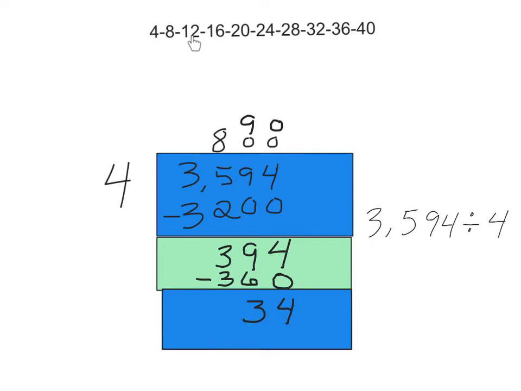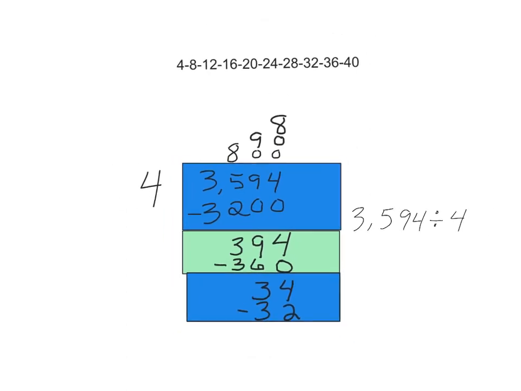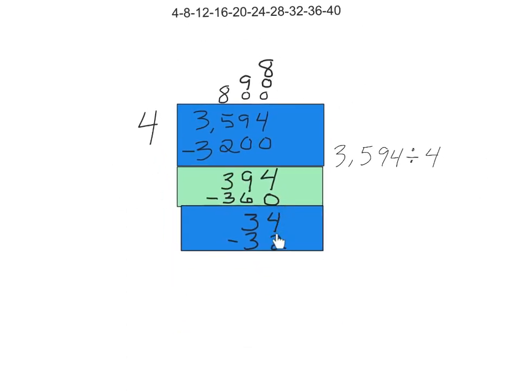I got 4, 8, 12, 16, 20, 24, 28, 32, and 36 is too big. So I'm going to come back here. And that means I'm multiplying by 1, 2, 3, 4, 5, 6, 7, and 8. So I'm going to plug an 8 right there. And then 8 times 4 will give me the 32 right here. And I'm all ready to subtract. And 4 minus 2 is going to give me 2. And 3 minus 3 is 0. So 2 is my remainder because 2 is smaller than 4.